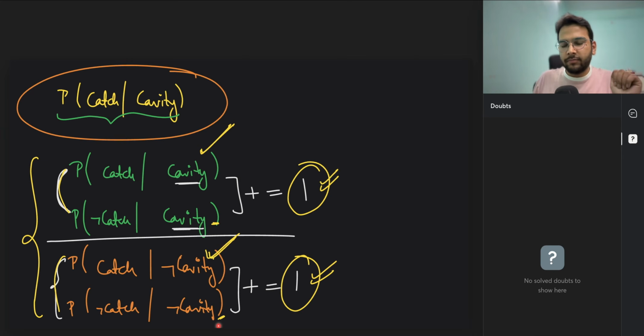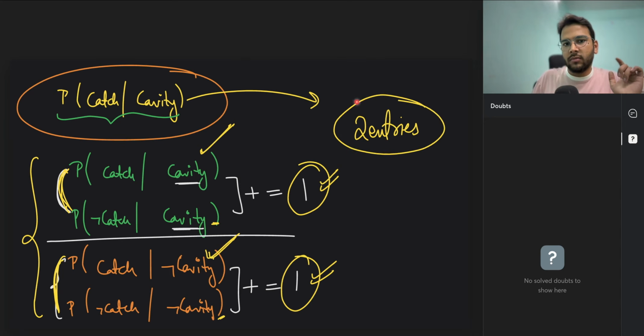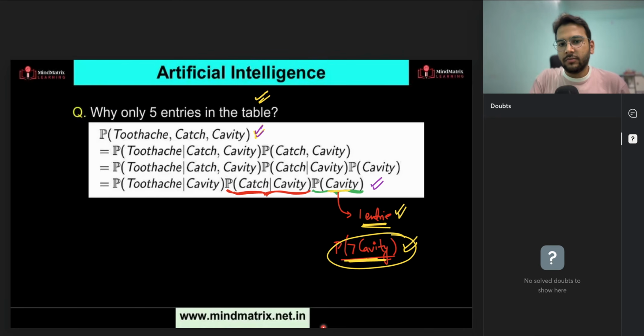Yes or no? So now it's up to you. Out of these two, you can store any one. You just need 2 entries for this one, in the joint distribution table. Is this clear? Any doubt, anyone? So here you need 2 entries.